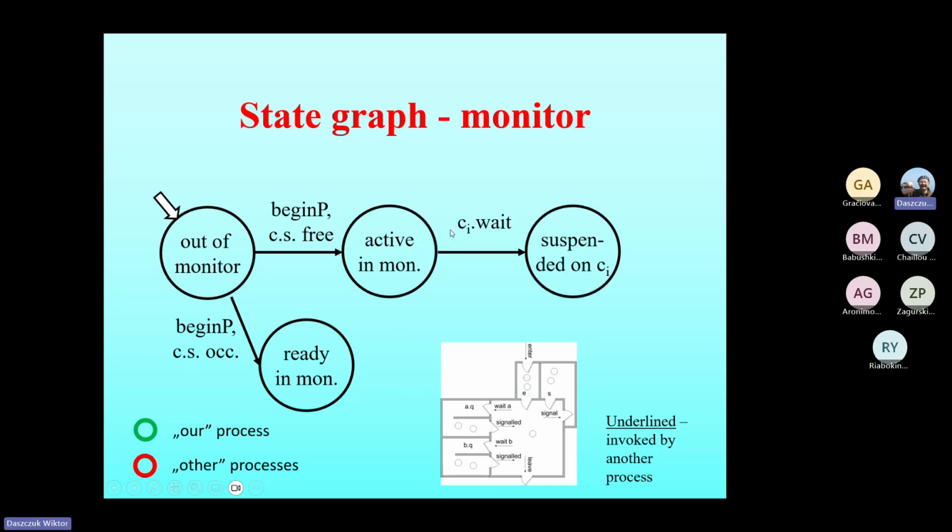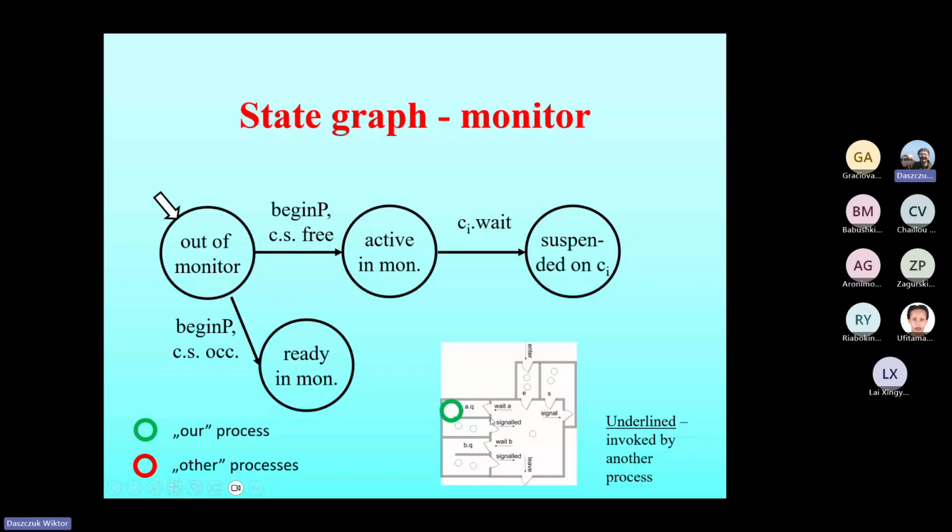Next transition is suspending the process. The operation wait on a condition. In this example, it is CI, condition number I. The process becomes suspended on condition CI. It waits in this side chamber for resumption.